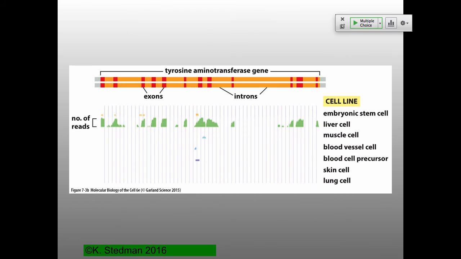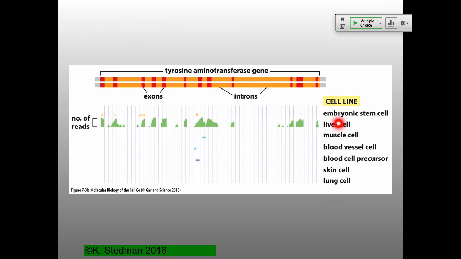So the flip side of this is now taking a gene which is expressed only in very few cell types, and basically do exactly the same thing. Take all the RNA out of that cell, sequence the RNA out of it, and then look where all those sequences are. And if you just look at the region of the genome, which is this tyrosine aminotransferase gene, you only see exons from this gene in liver cells.